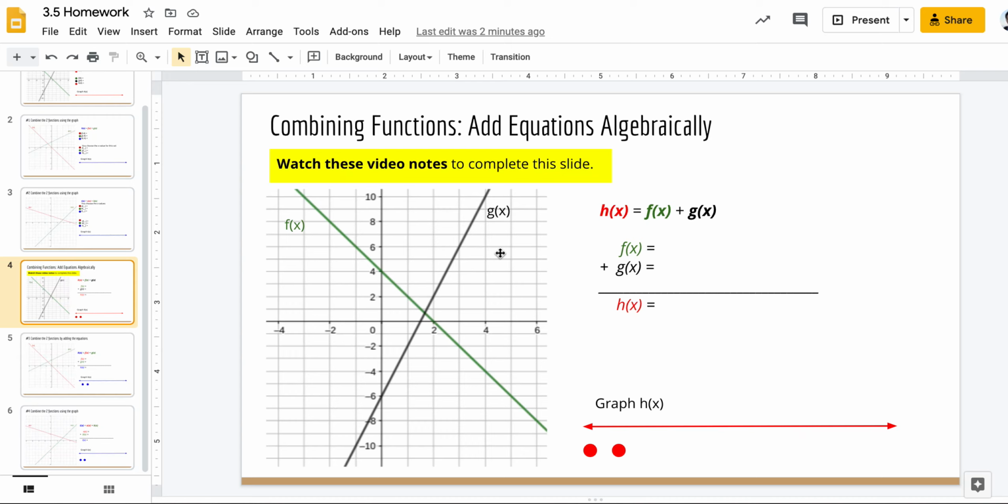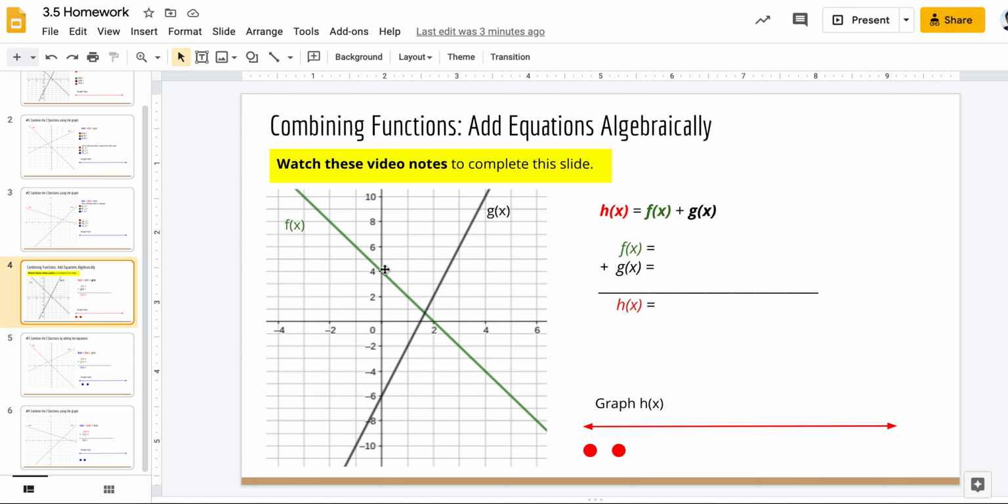Hello everybody. In this video I'm going to show you how you can combine two functions using two equations and some algebra. In this example we have two functions. There's the green line that's represented by f of x and this black line that's represented by the function g of x. The first step is to figure out what the equation is for each of these functions.